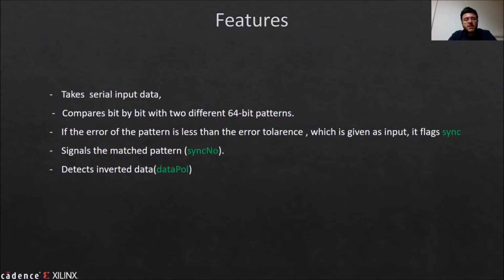The working logic of our correlator is the following. Our correlator takes serial input data and compares it bit by bit with 2 different 64-bit patterns. If the error of the pattern is less than the error tolerance, which is given as input, it signals sync and signals the match pattern as sync no, and whether the data is inverted or not is given as data pole.